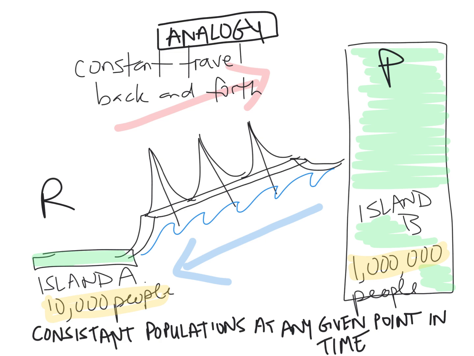if you imagine there's a bridge in between the two islands and there's cars constantly traveling back and forth between those two islands, what you would see is that at any given point in time, the population on reactant island will always be 10,000, and the population on product island will always be 1 million. Okay, the travel back and forth is constant. It's happening always. There's always cars traveling back and forth across this bridge. But if you freeze frame and take an instantaneous snapshot at any given point in time, there will always be 10,000 people on this island, and there will always be 1 million people on that island.